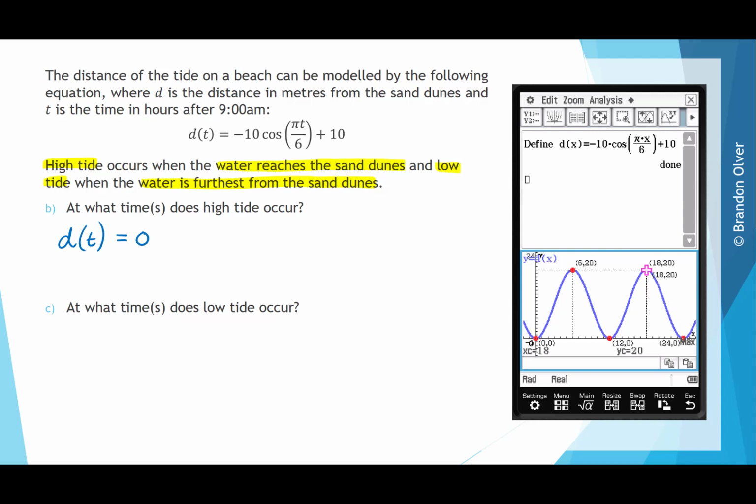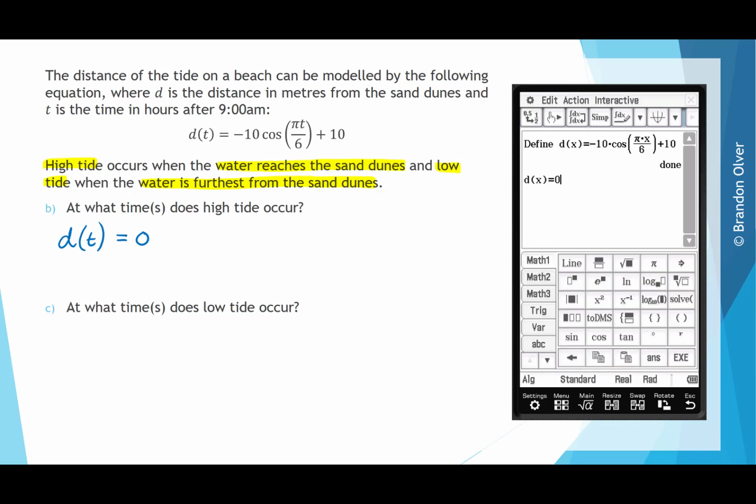So we can use the calculator to solve d(x) is equal to 0, so I can drag d(x) down and put equals 0. And rather than get lots and lots of solutions or a general solution, I'm going to restrict the domain using math 3 and this straight up and down line. So I can put x is greater than or equal to 0, but less than or equal to 24, and that will only find the solutions over that domain. Highlighting that, we can go interactive, equation inequality, solve for x, and they are the three solutions that give d(x) equal to 0.